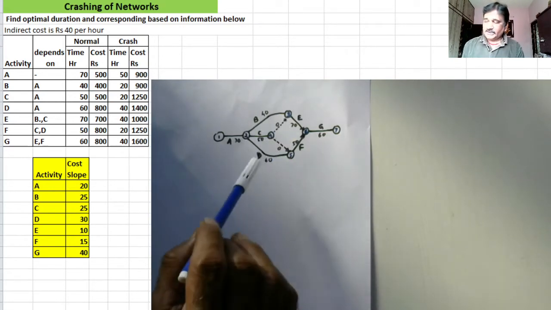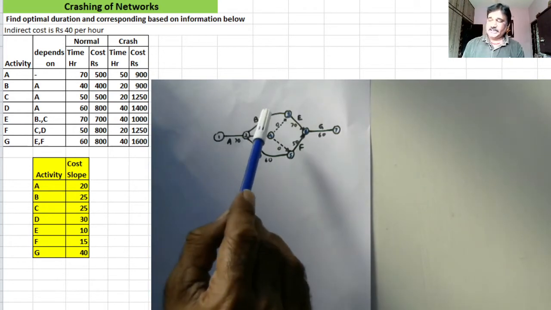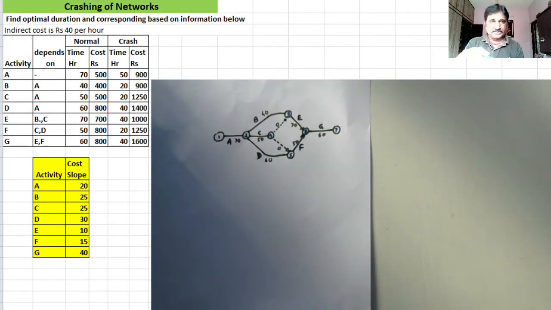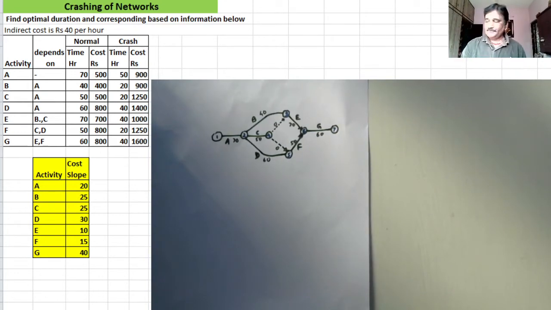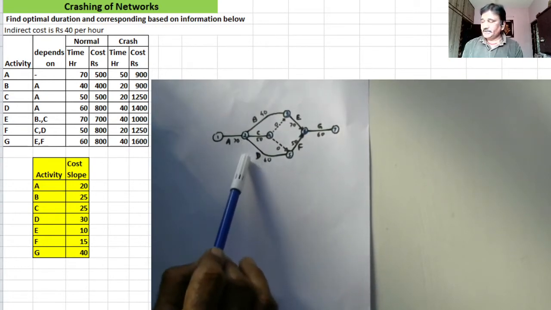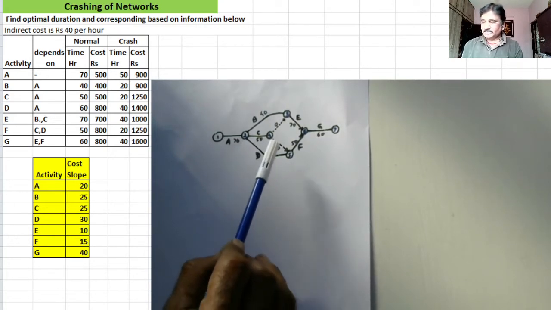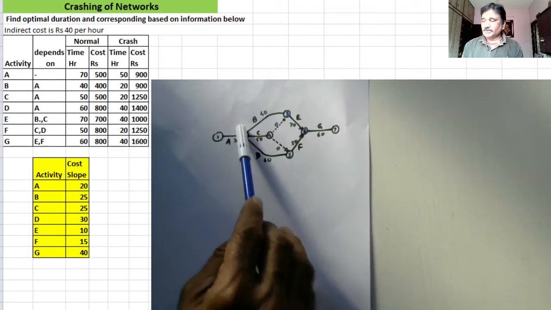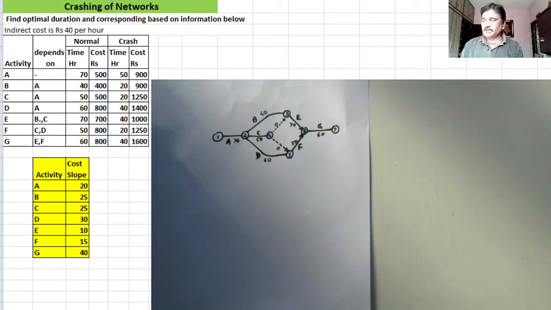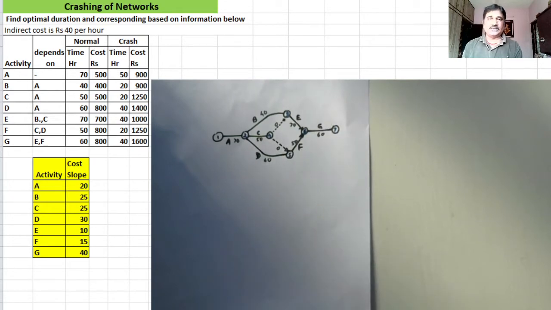And on the network, I have also posted the activity durations. For example, A takes 70 hours, B takes 40 hours to complete, C takes 50 hours. This information is already given in this table right here. I am taking normal durations. D takes 60 hours. Dummy activities take 0 hours. They are just drawn for the convenience of joining the activities so as to take care of the proper dependencies. E takes 70 hours, F takes 50 hours, G takes 60 hours.